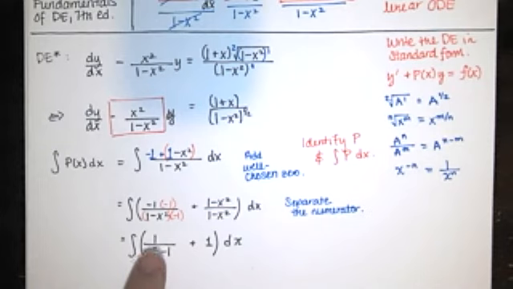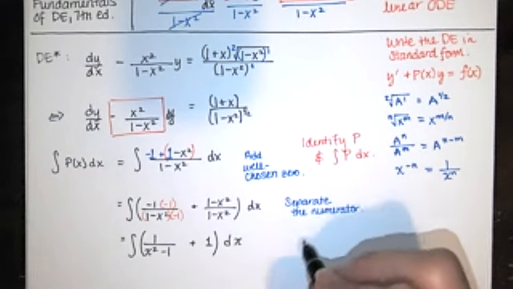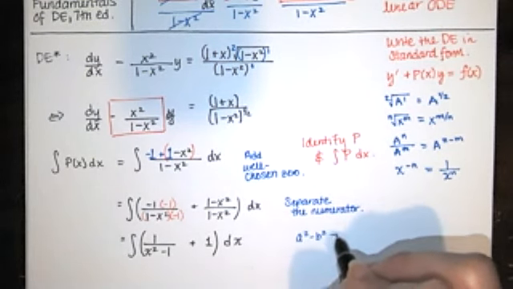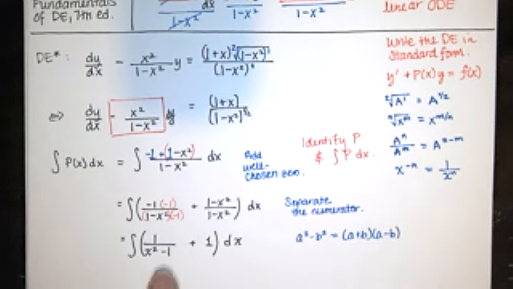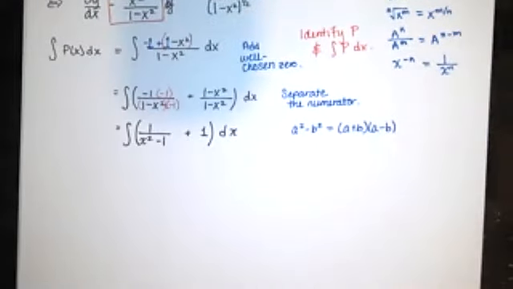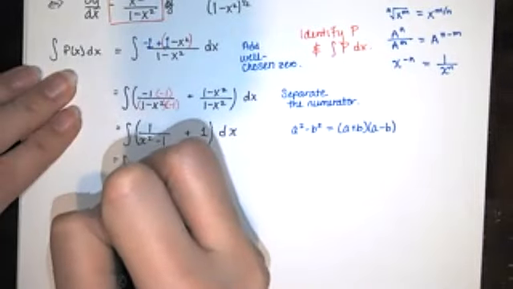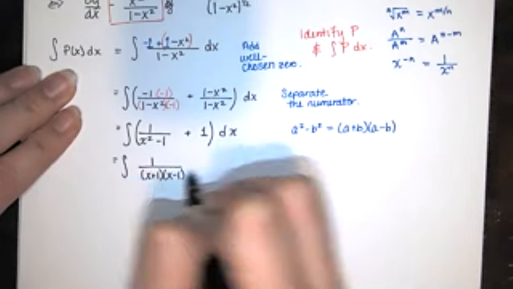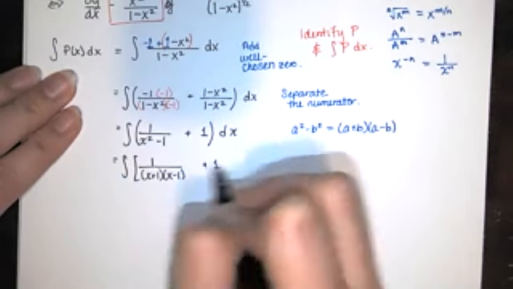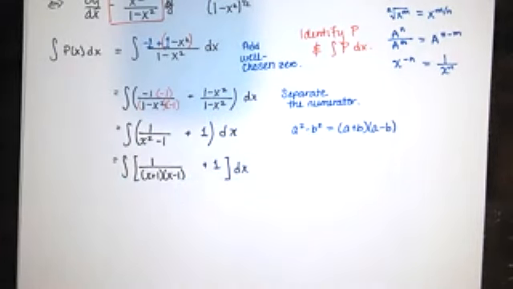Then we ask ourselves, do I have a rule for that? And we don't, but that's a difference of squares. Remember, a squared minus b squared factors to a plus b times a minus b. So that x squared minus 1 can be rewritten as x plus 1 times x minus 1. And we're antidifferentiating that with respect to x.